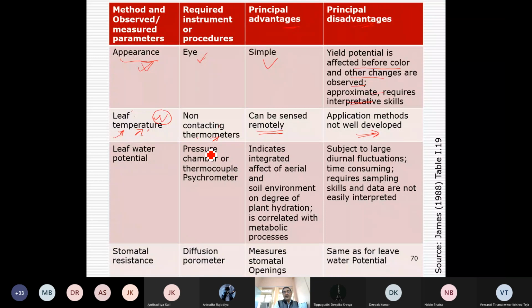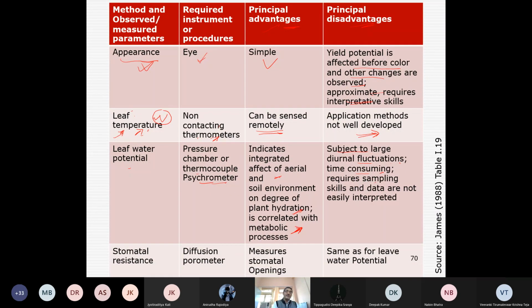Leaf water potential we can measure, using a pressure chamber or thermocouple psychrometer. The advantage of this method, leaf water potential measurement, is that it indicates the integrated effect of aerial and soil environment on the degree of plant hydration. That is correlated with the metabolic processes of the plant. However, it has disadvantages. It is subject to large diurnal fluctuations, time consuming, requiring sampling skills and so on.